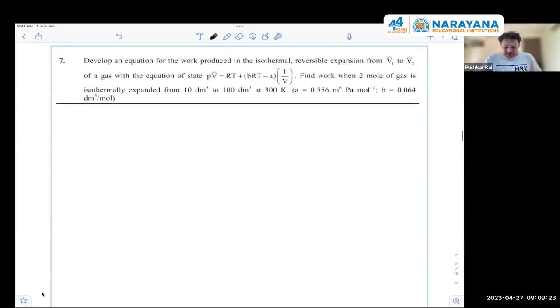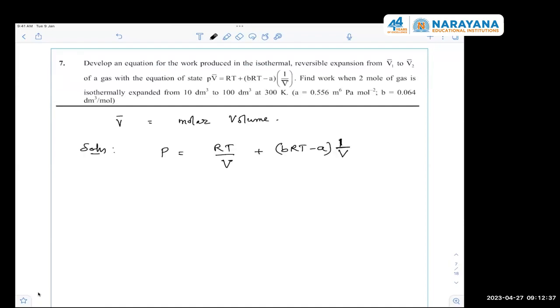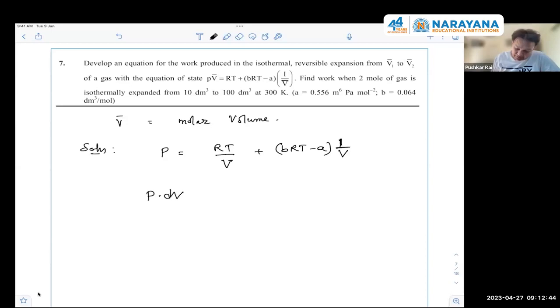Let us try this question. Develop an equation for work produced in an isothermal reversible expansion. We went through this, and there is a slight correction you can take here: V bar also, and here V bar is equal to molar volume. So the idea is you have to write P dV and integrate. So you will get it. But the only challenge in this is the number of moles.